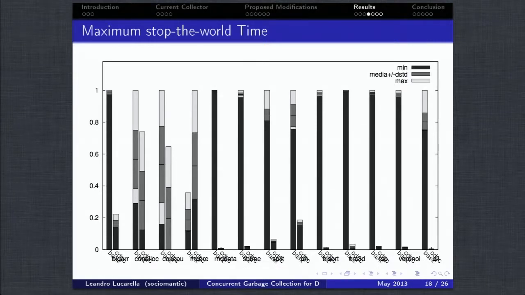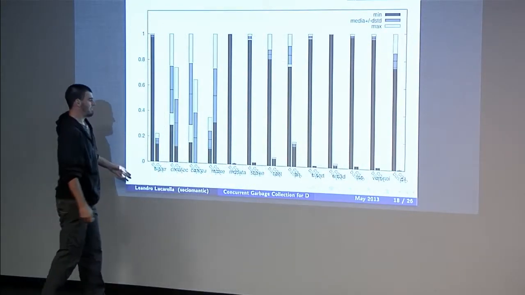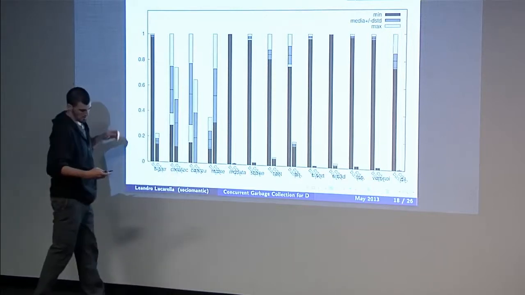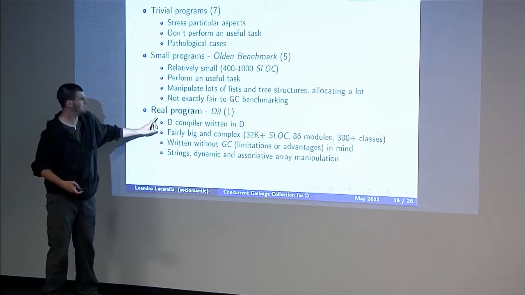Okay, first, stop the world time. As you can see, maybe it's hard to see, but the first one is the basic collector, which is the original garbage collector, then CDGC. Then you have these lines: this is the minimum, this is the maximum, and this is the average and the standard deviation. The first set is in the same order I used here. So the first one is here, and DIL is in that corner.